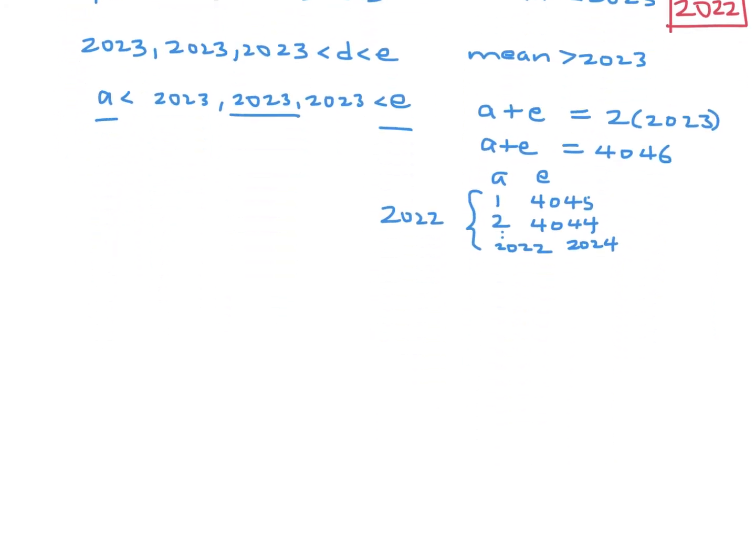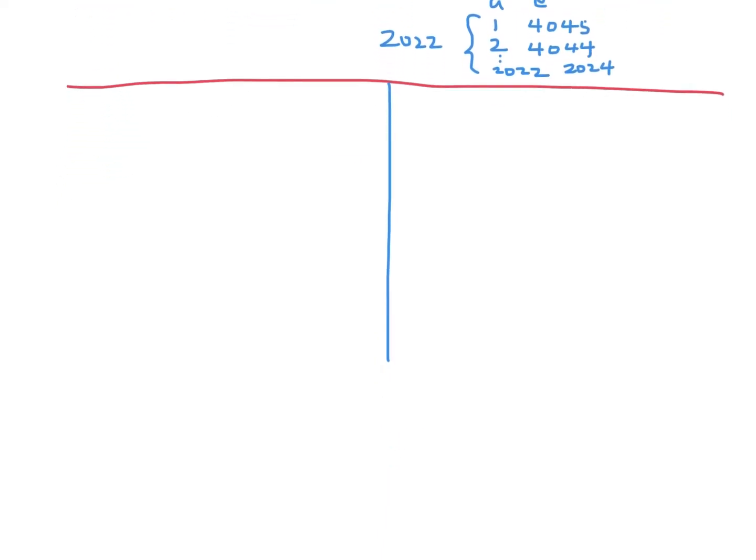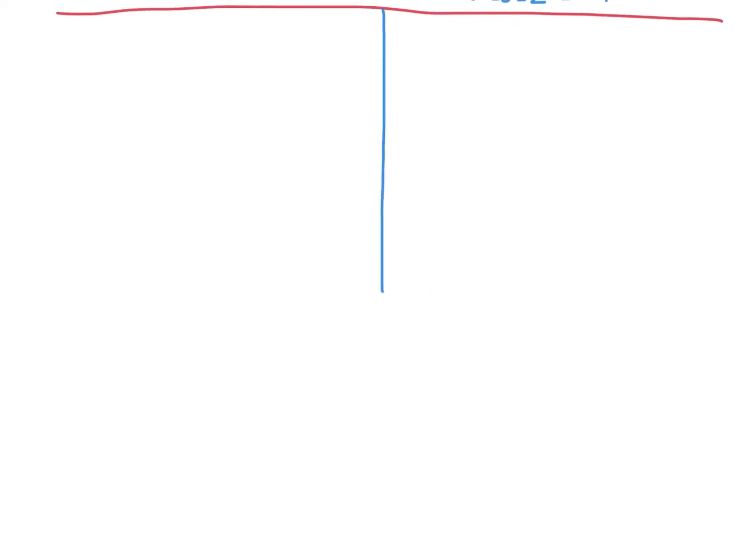Okay, so now we're down to our final one, which is when 2023 appears twice. And only twice. Okay, so let's see what we get here. All right, this is going to be the biggest one in terms of mathematics. Okay, so now we want the 2023 to appear 2 times.